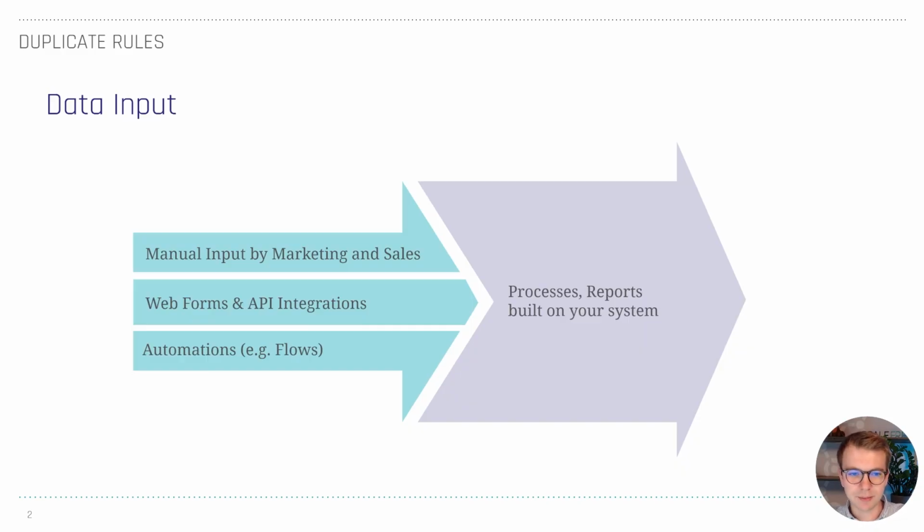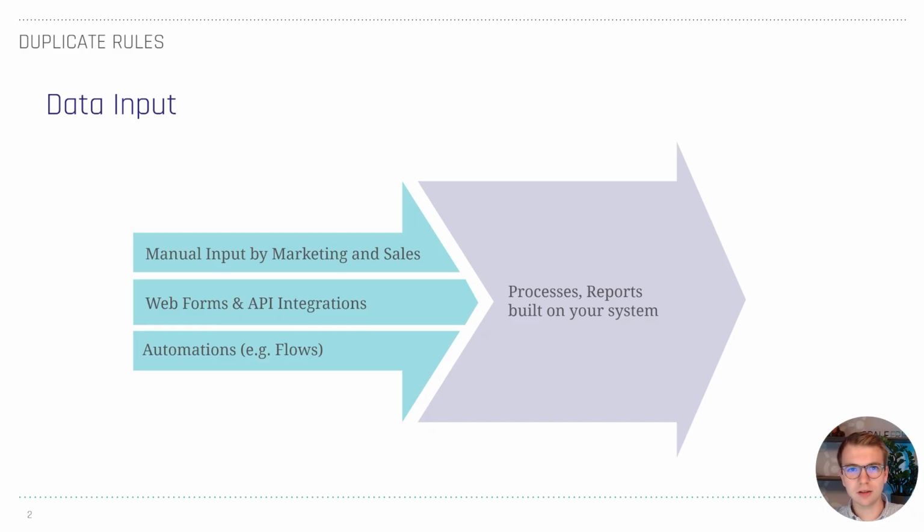You may get your data input from various sources: manual input by marketing and sales personnel, maybe web forms and API integrations, and maybe automations such as flows creating records in your system. When these channels are not aligned properly, not synchronized, and you maybe have human error, you may get duplicates in your system. Once the duplicates are there, the processes and reports you've built on your system are built on bad data and are not trustworthy anymore. Why is that?